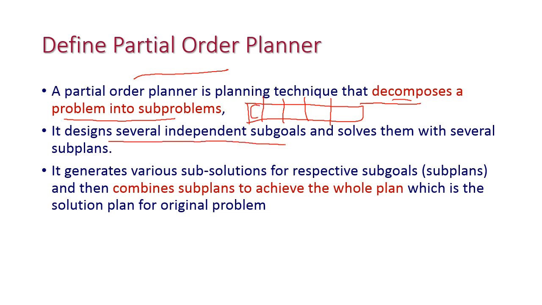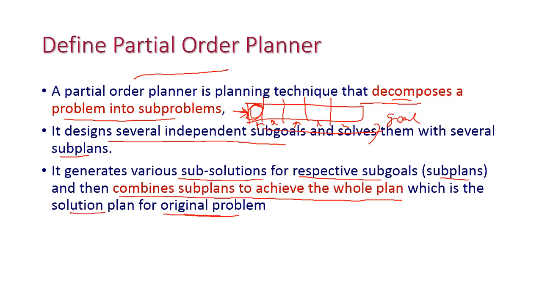Each subproblem has its own subgoal and is solved with several subplans. To solve each subgoal, we have different subplans. It generates various subsolutions for the respective subgoals with the help of subplans, and then combines the subplans to achieve the whole plan. All the subplans are combined together to achieve the main goal, which is the solution plan for the original problem.